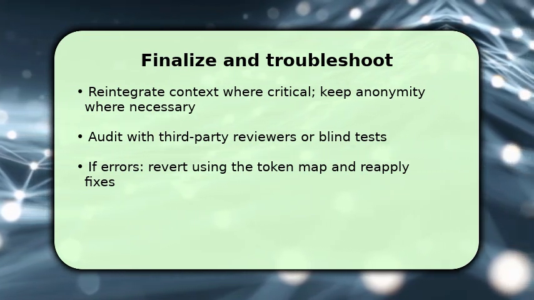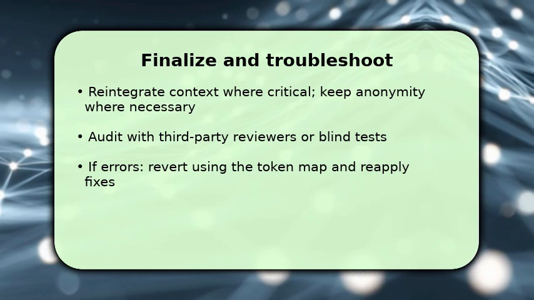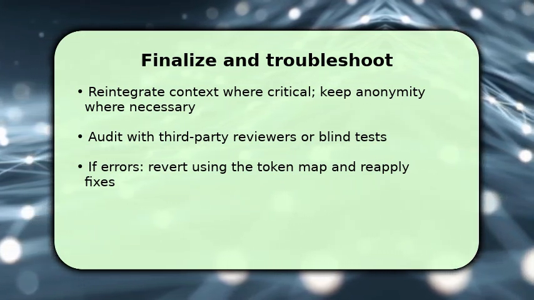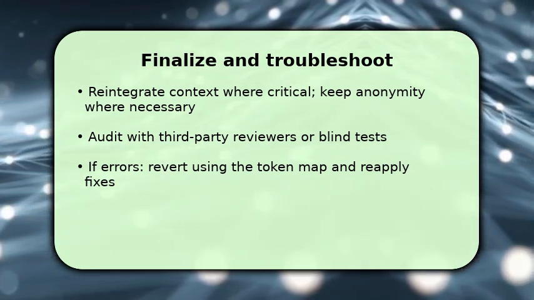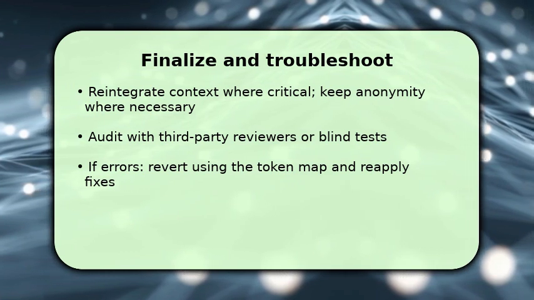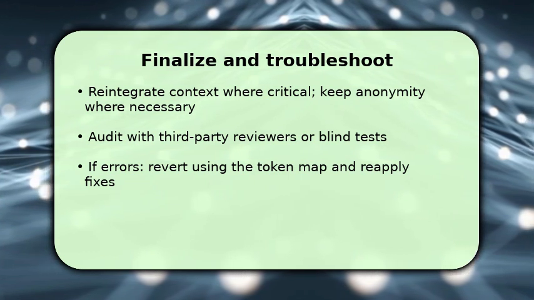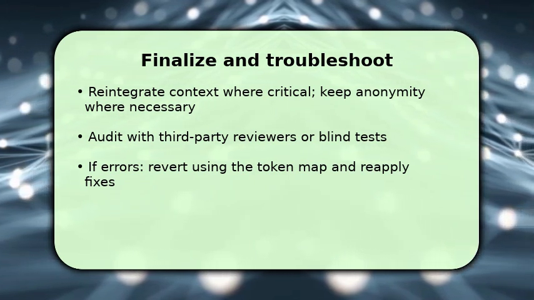If you encounter errors, misgendering, broken references, or lost meaning, revert to the token map you saved and reapply targeted fixes. Make sure to iterate. Refining replacements and validation will ensure the message is neutral without sacrificing clarity or intent.